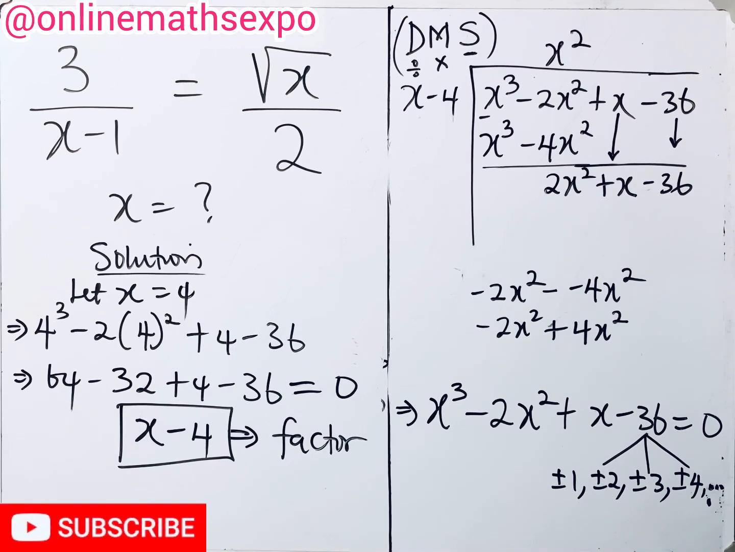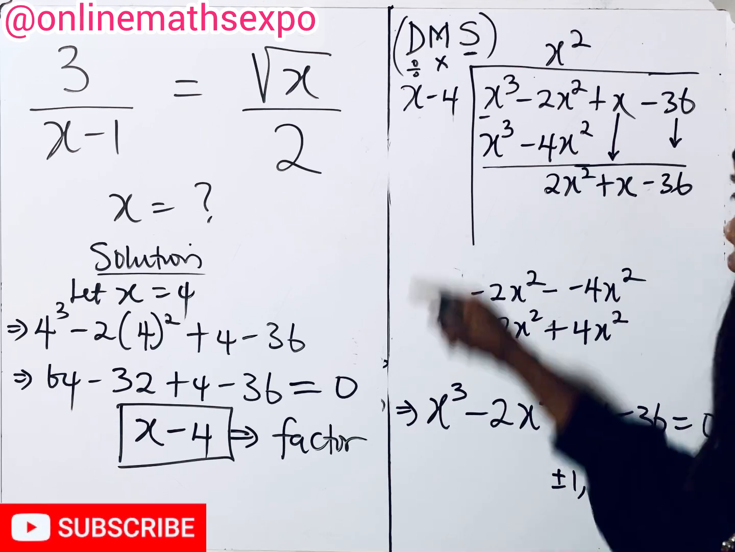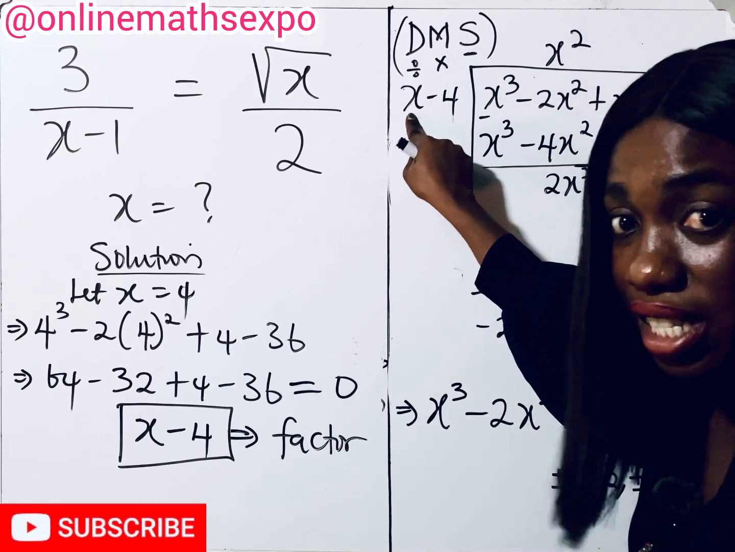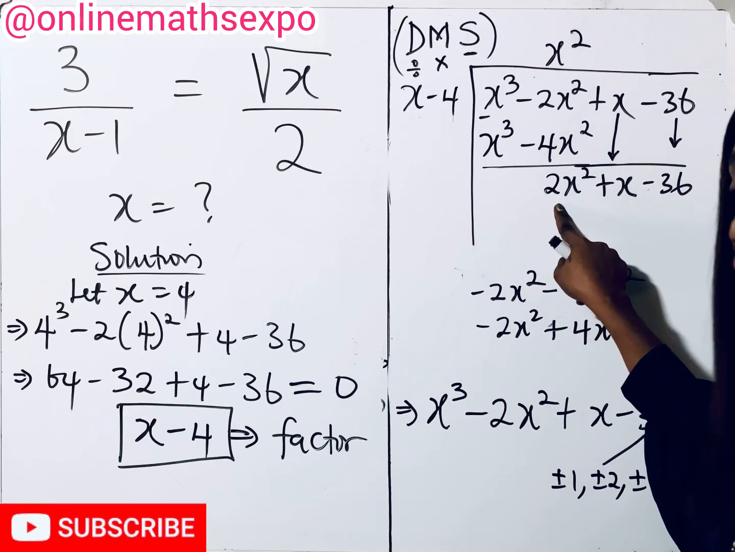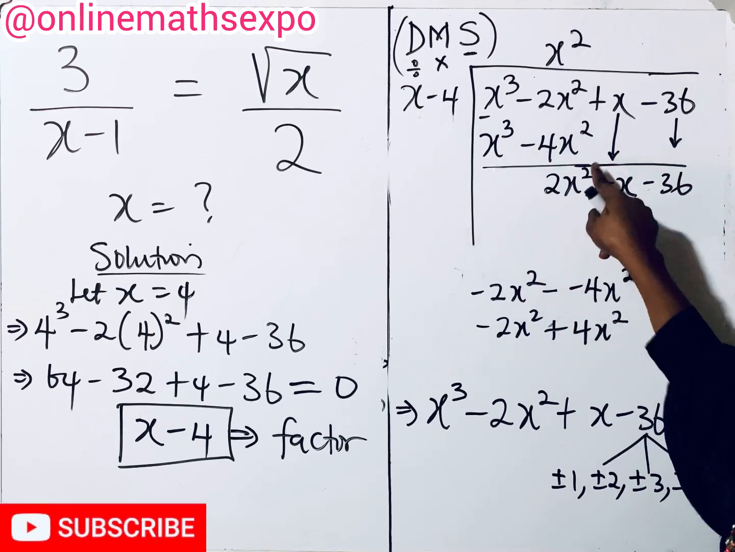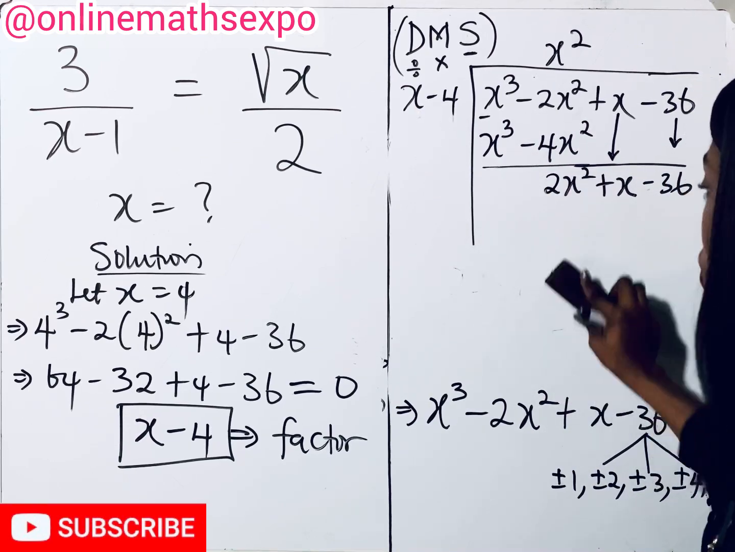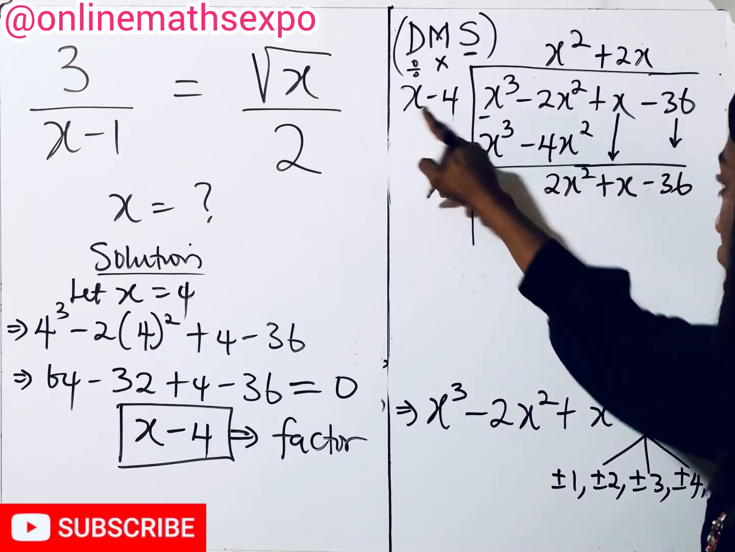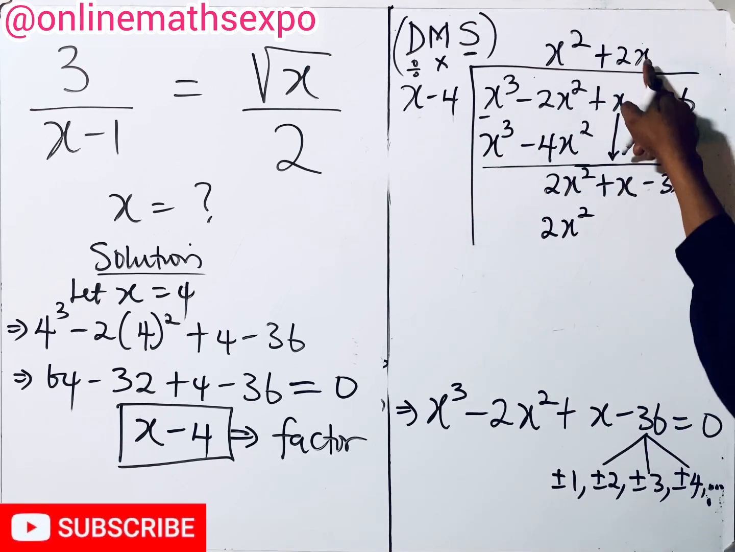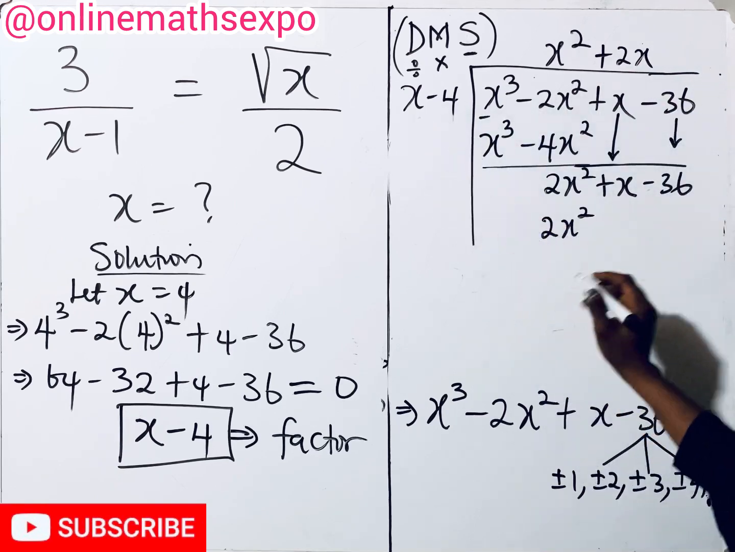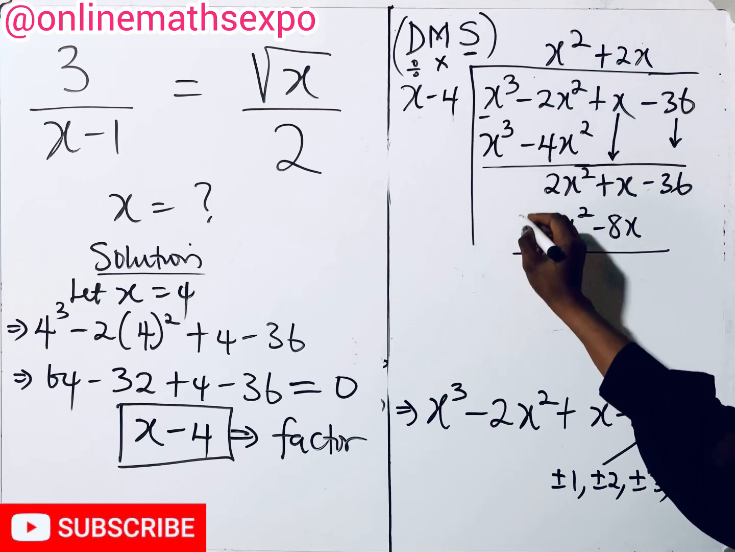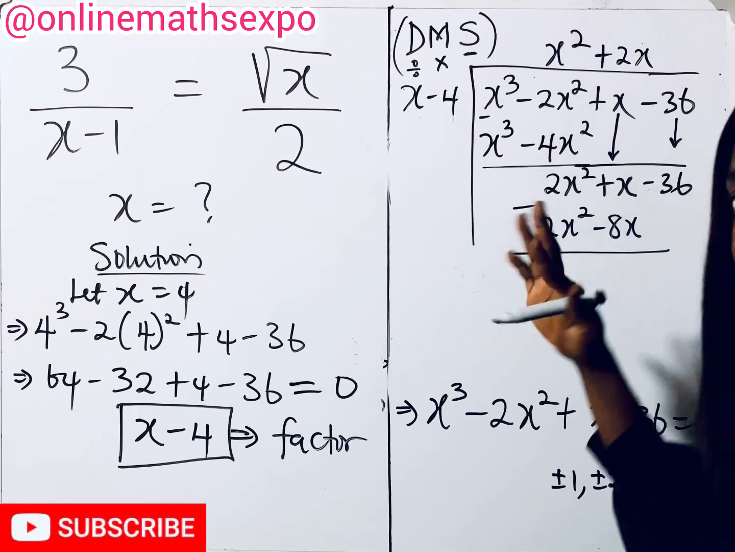I hope you are seeing what we're doing. Repeat the cycle again, divide. Remember, when you are dividing, the first term divides the first term here. So use x to divide 2x squared. And when you do that, it's going to give us 2x. So we're going to have 2x. 2x multiplies x is 2x squared, and 2x multiplies negative 4 gives us negative 8x. Subtract. Okay, when you subtract this, it is 0.